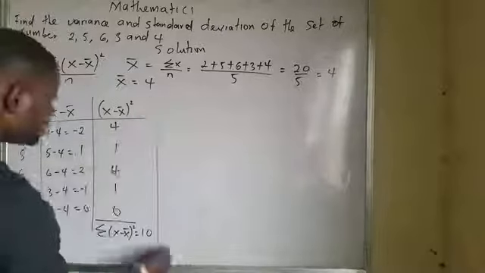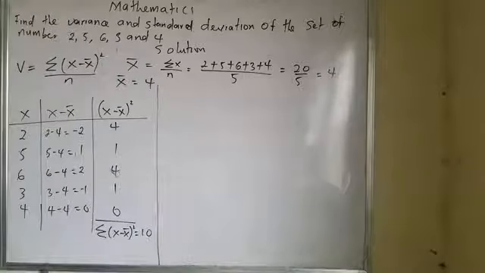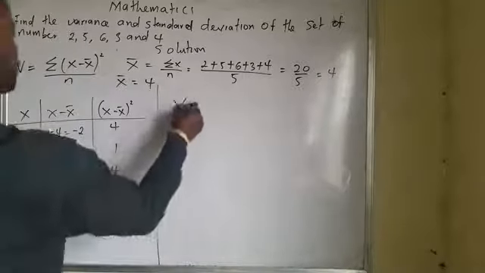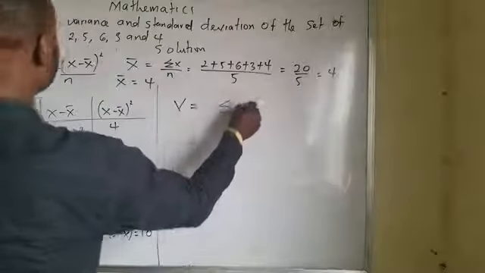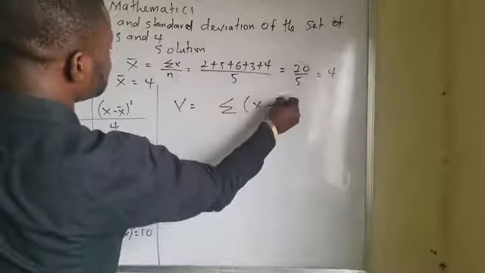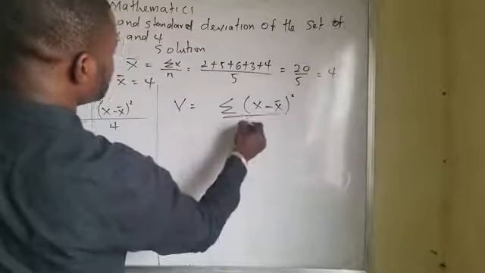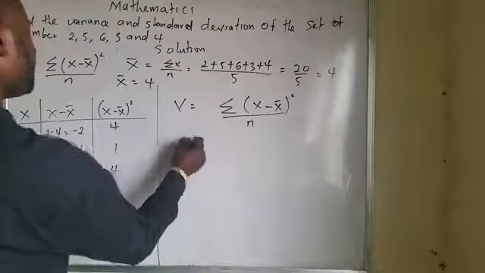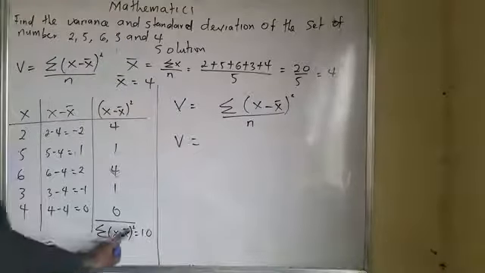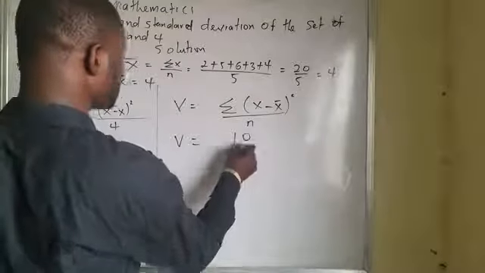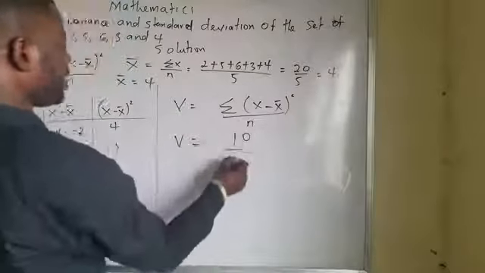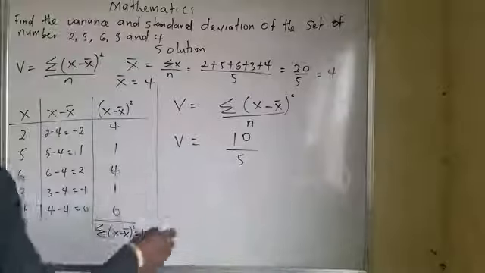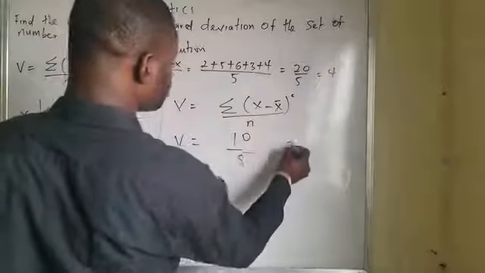Now I can continue. My variance will be equal to the summation of (x minus x bar) squared divided by n. The summation is 10, and there are 5 items, so 10 over 5, which gives me 2.